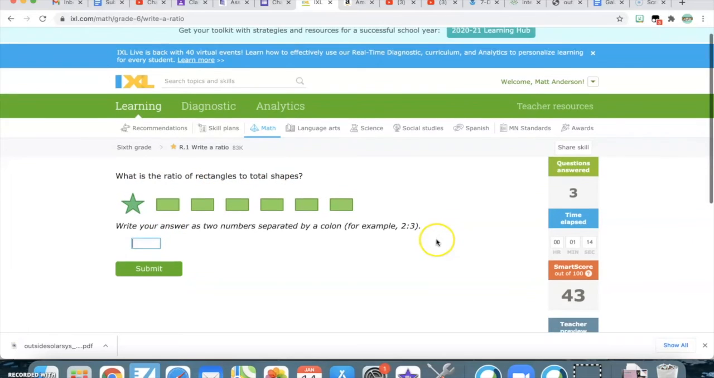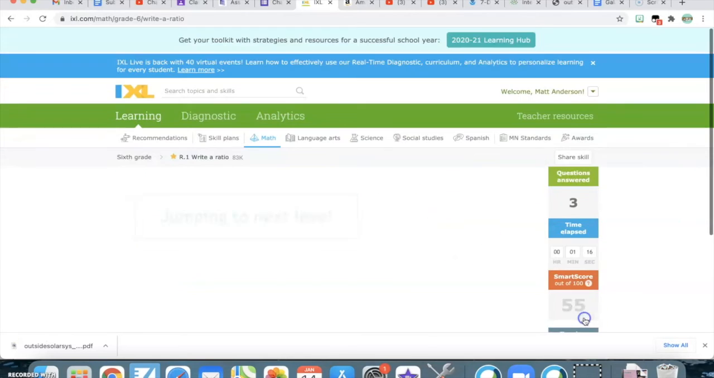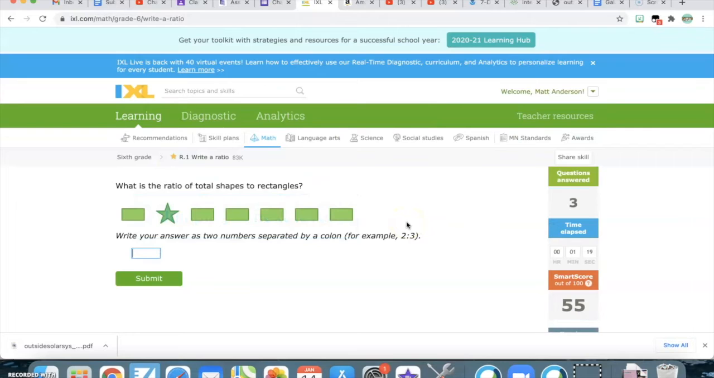Boom. Okay, what is the ratio of rectangles to total shapes? Oh, okay, that's pretty easy, right? All right, let's move on to a level. What is the ratio of total shapes to rectangles? Again, total shapes are 1, 2, 3, 4, 5, 6, 7. So it's asking for that first, total shapes, and then put in my colon to rectangles, and there are 6 rectangles, right? So 7 to 6.